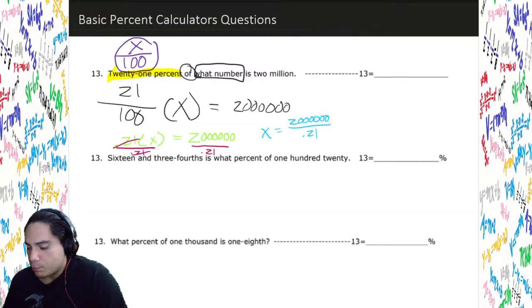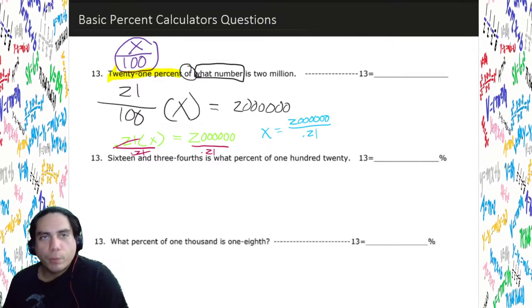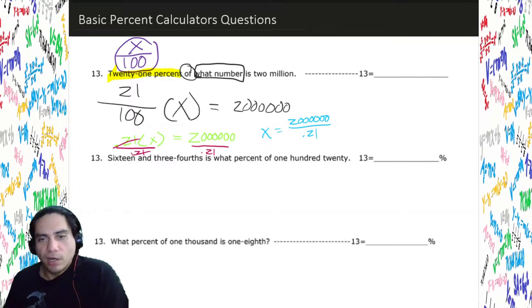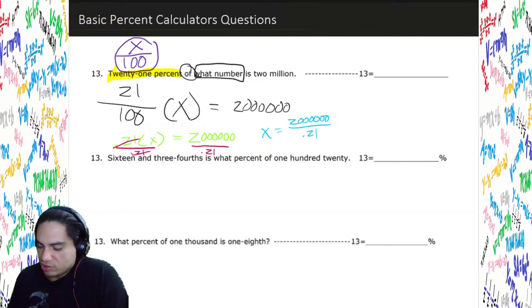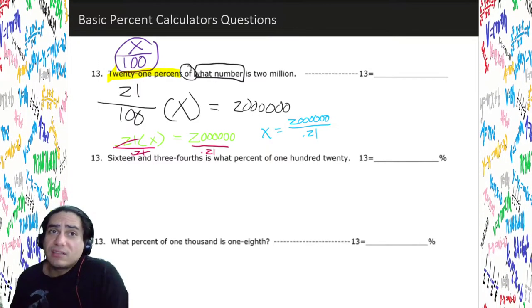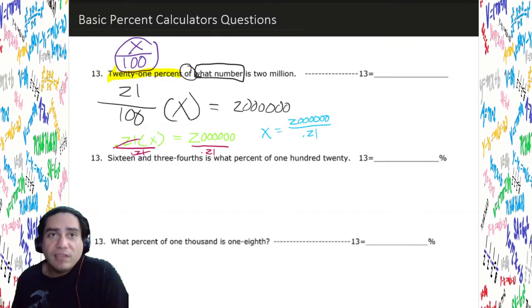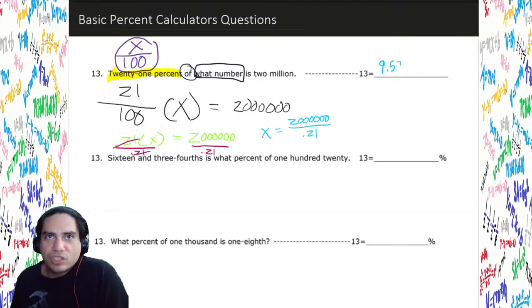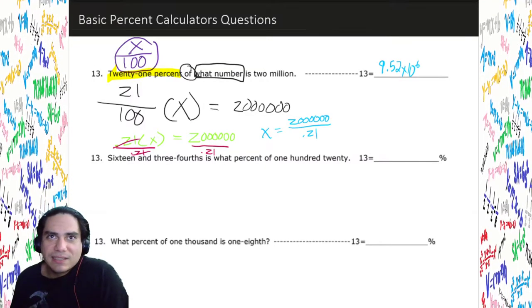We'll set it up right now as a decimal, but in some future problems we'll use the out-of-100 style of a percent, because some problems lend themselves to using that. In any case, our correct answer here is 9.52 times 10 to the 6th.